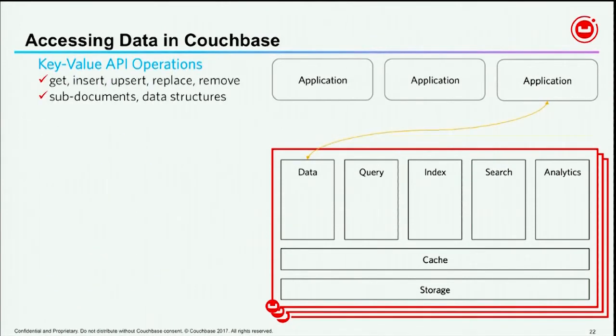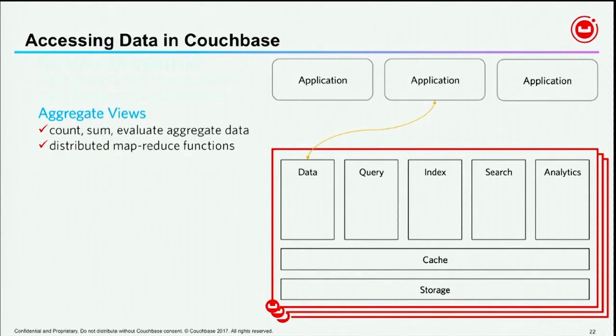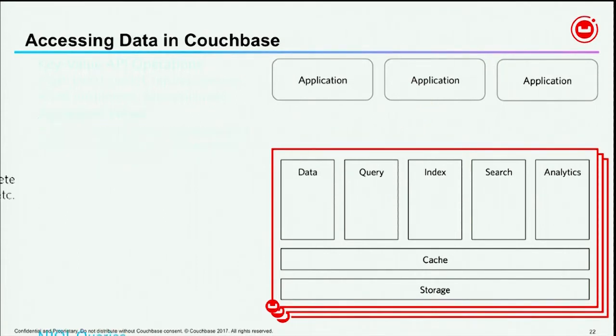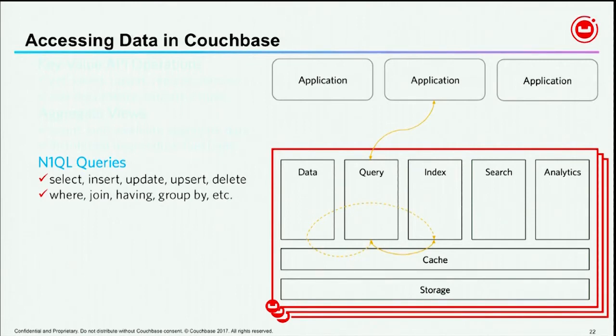So at one hand, you have your key value operations. This is when you know the primary key of the document that you're looking up, and you can build some or all of your application logic on top of that. That's also where we support MapReduce views, which are a way of aggregating data within Couchbase. There's also N1QL queries. We're going to talk about N1QL in just a minute, but this is our SQL-like query language that has been extended specifically for JSON.